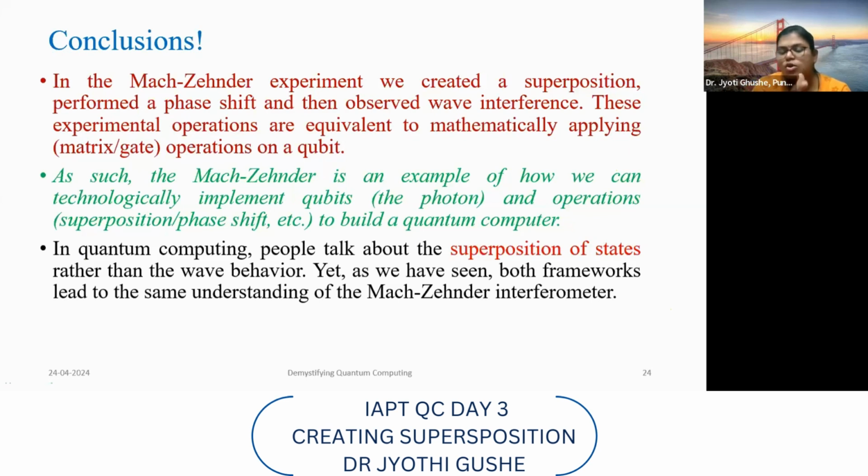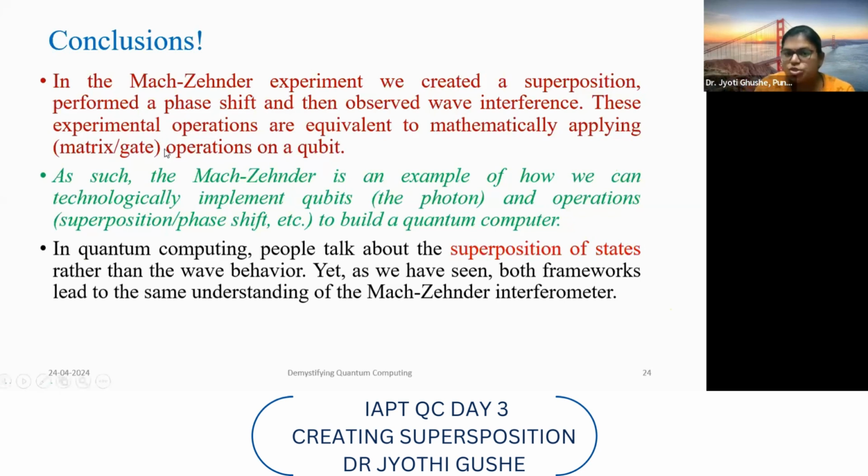Why are we doing all this? We want a real life application where we can create multiple states. If you remember, in the beginning of my lecture I gave an example of a coin which is flipped. I said when it is in the air, it has a definite, say 50% chance of getting a head or a tail. But we cannot show it experimentally that this was head or tail.